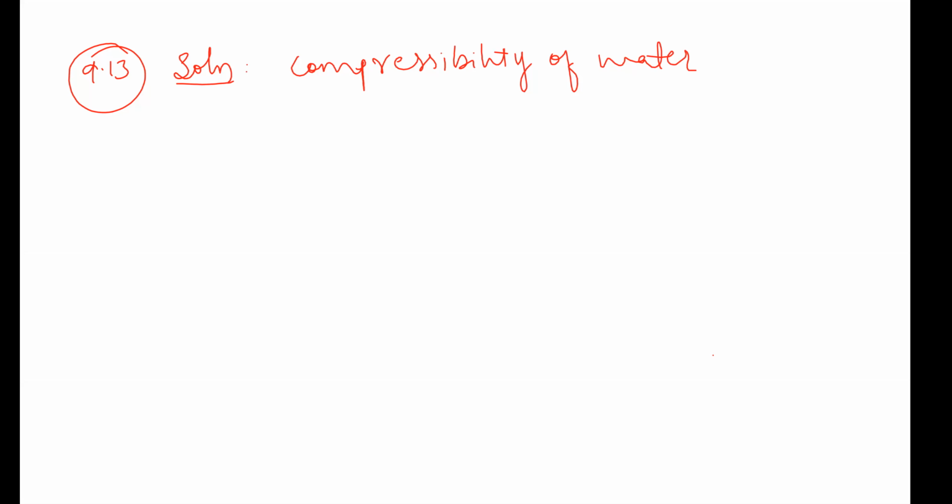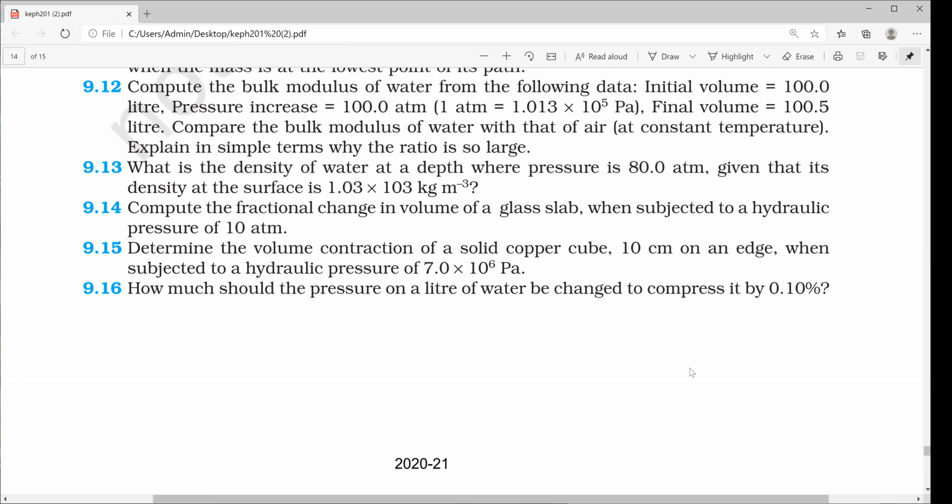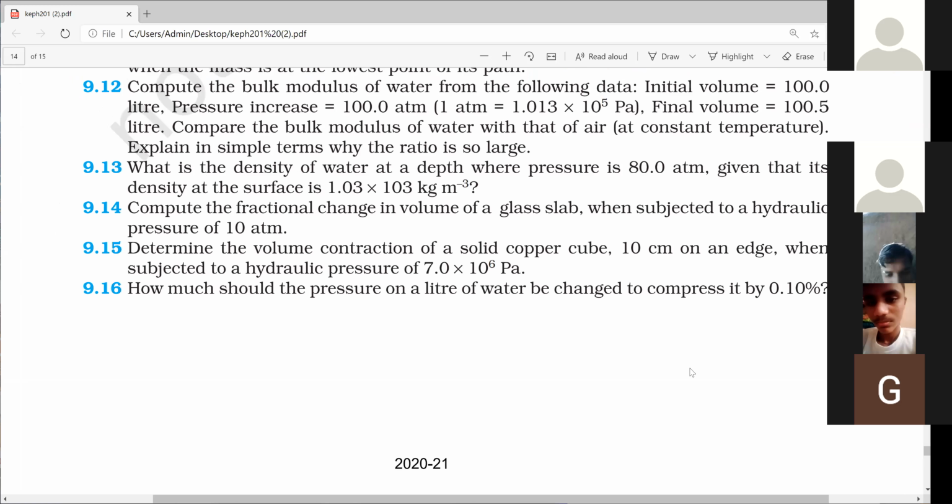How much is it? That is 45.8 into 10 to the power of minus 11 per Newton meter square. So if they are not given, you have to remember. And what is the question? What is the density of water at a depth where pressure is 80 atmosphere, and they have given the density at the surface.